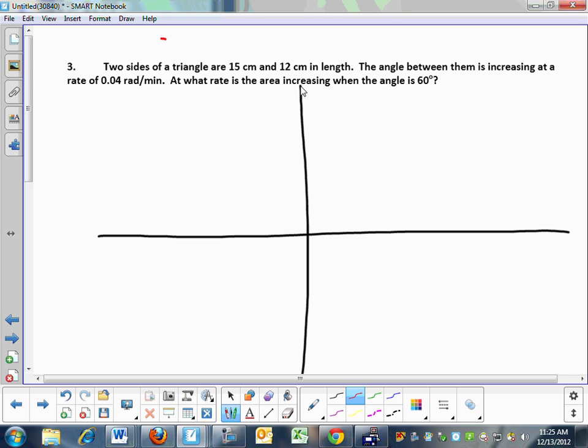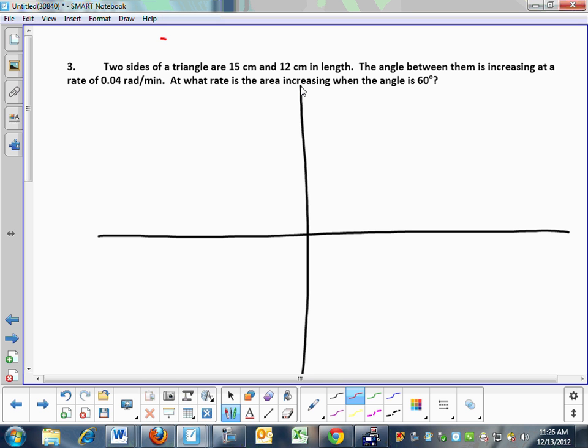You guys, we get at 11:37. We'll do the kite problem at the beginning tomorrow, and Monday you will have time to work on your study guide and any assignments. That's where we're at. So we draw the picture. It says two sides of a triangle are 15 and 12 centimeters in length. The angle between them is increasing at a rate of 0.04 radians per minute. At what rate is the area increasing when the angle is 60 degrees?